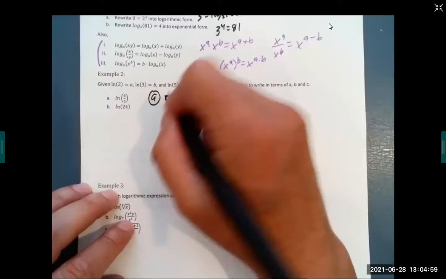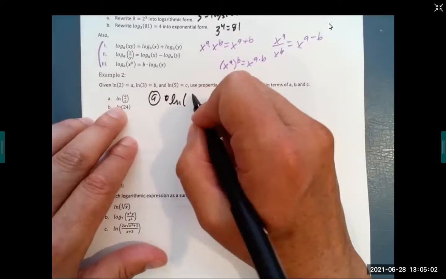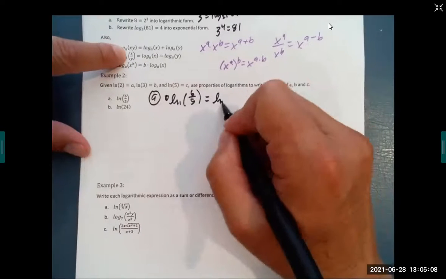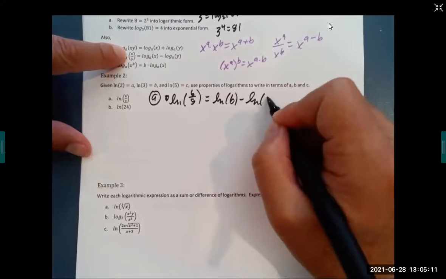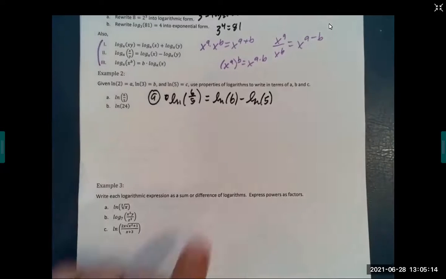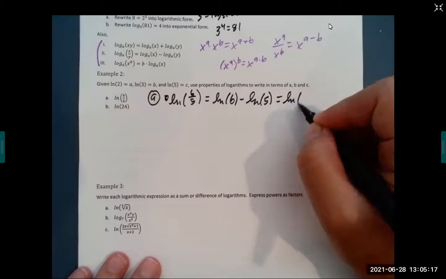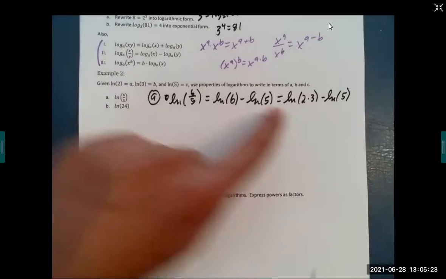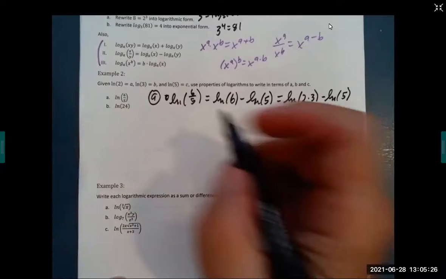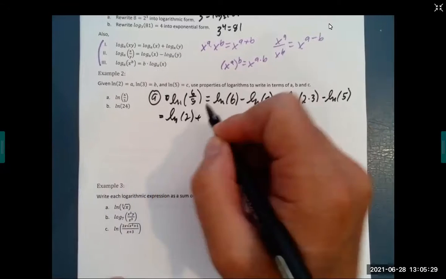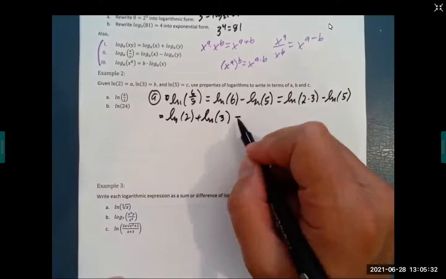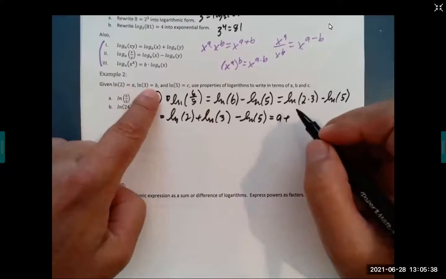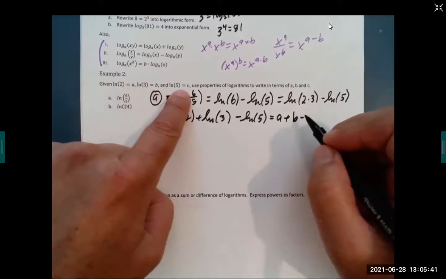The obvious one with this one, ln of 6 over 5, is the division. So you can see I'm going to use the division rule here. So ln of 6 minus ln of 5. But I'm going to do more than that because ln of 6 is ln of 2 times 3. And so now I can use this one here and break it up. So ln of 2 plus ln of 3 minus ln of 5. ln of 2 is A, so A plus ln of 3 is B, and ln of 5 is C. So here we are in terms of A, B, and C.